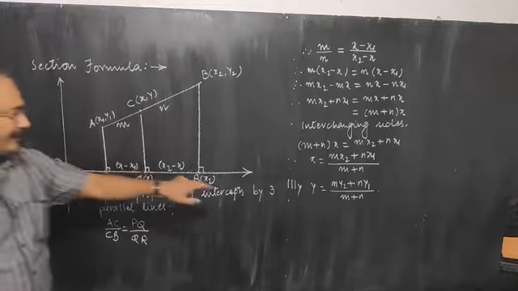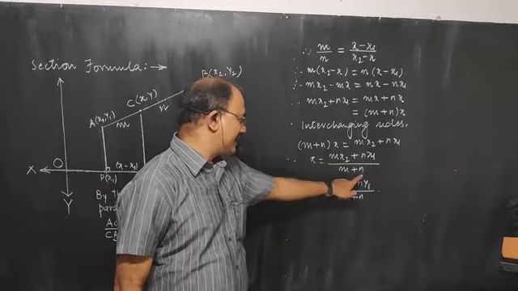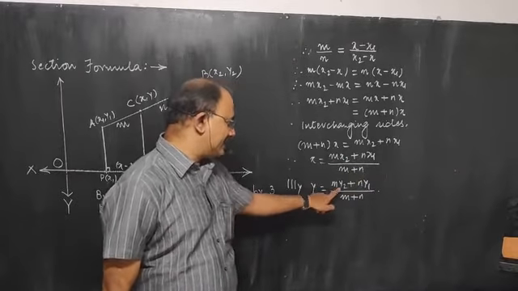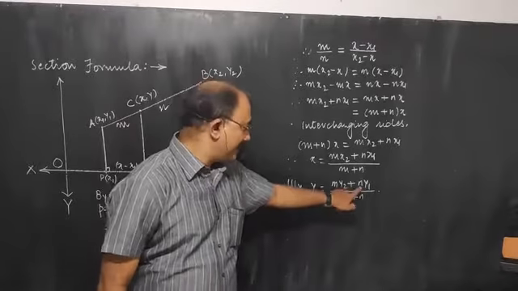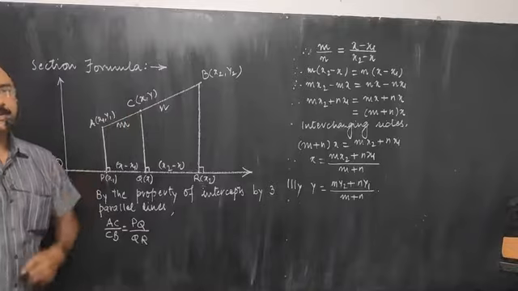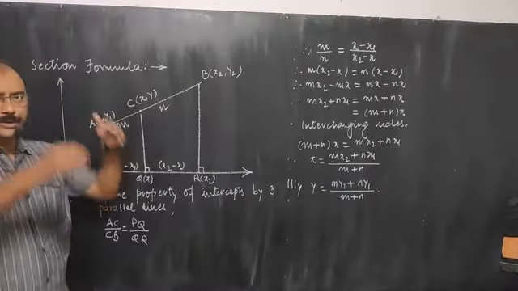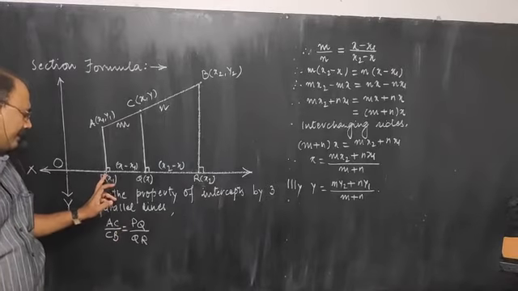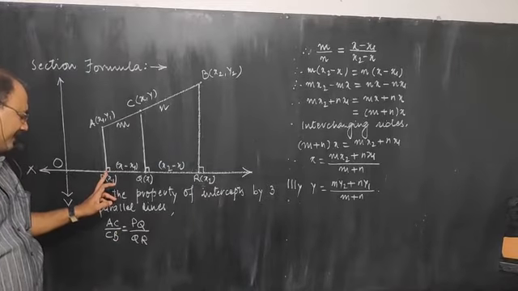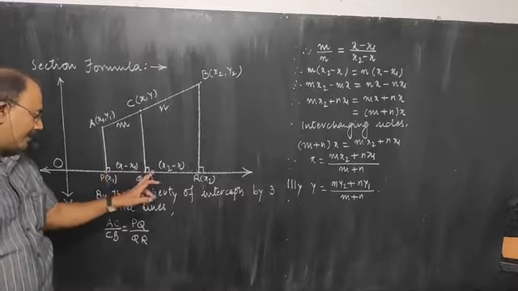of division. X coordinate will be equal to mx2 plus nx1 upon m plus n. In the same manner, y coordinate is equal to my2 plus ny1 upon m plus n. Okay. Now let us try to understand the derivation. From all the 3 points we drop perpendiculars on the x-axis. Let us name the feet of the perpendiculars as P, Q, R.